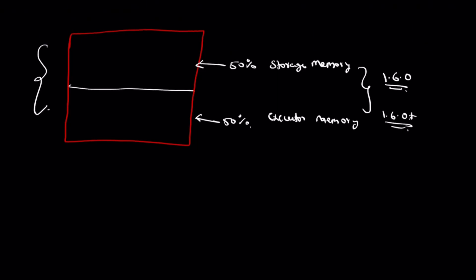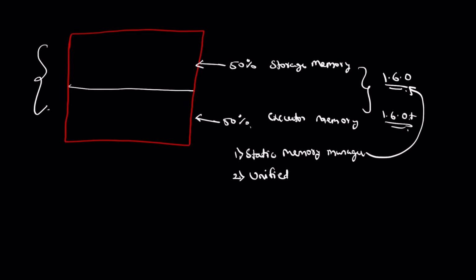There are two types of memory manager in Spark. One is static memory manager, which was used in Spark version 1.6.0 and before. But now we use unified memory manager. So it is kind of an interview question. What are the two types of memory manager in Spark? They are static memory manager and unified memory manager. Static memory manager was used before Spark 1.6.0, and from then onwards, we are using unified memory manager.